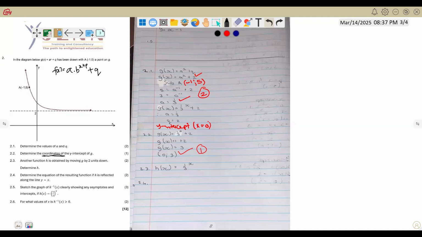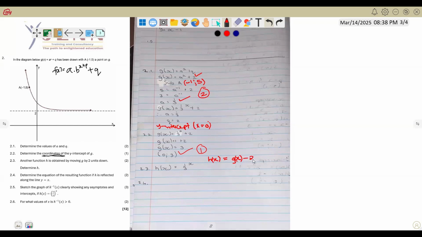Another function h is obtained by moving g by 2 units down. Determine h. I kindly request that you show all proper working so that we score all the marks. Is that clear? Yes, sir. So h(x), according to what you are told, is equal to g(x), but it is moved 2 units down. What's the effect of that? Minus 2.